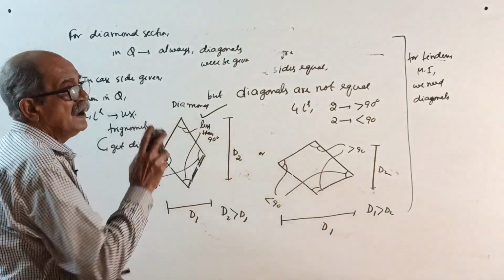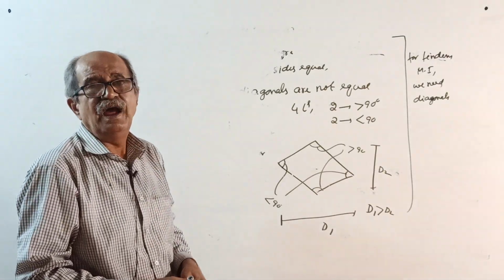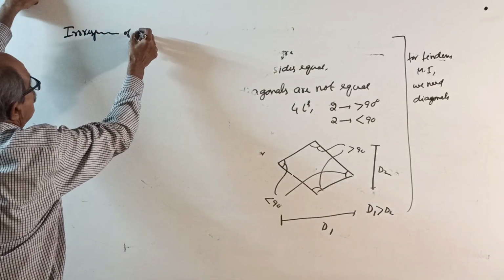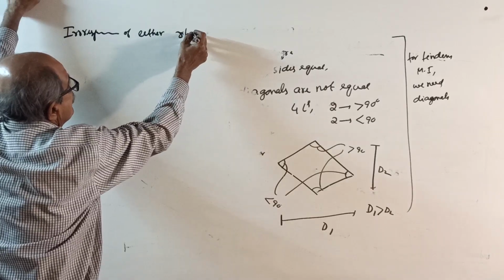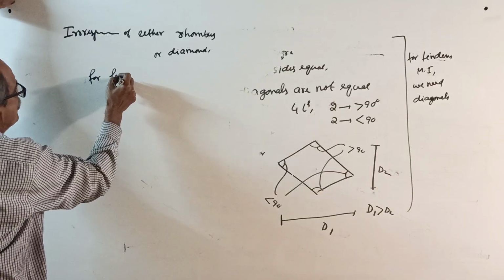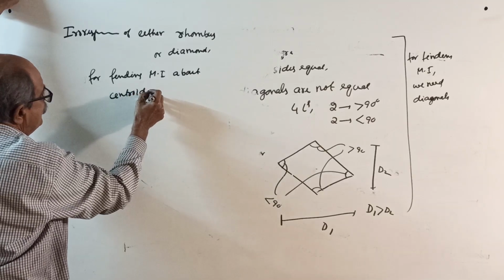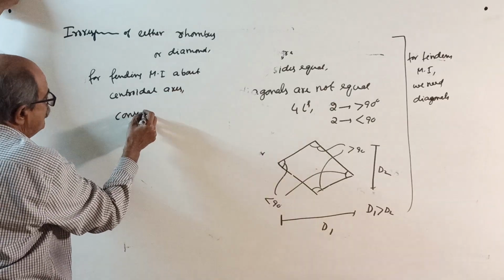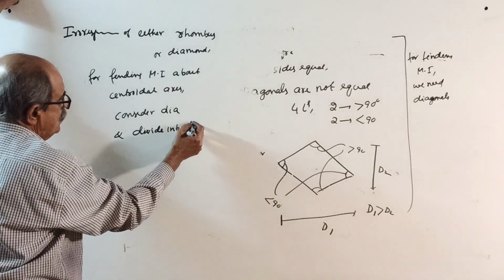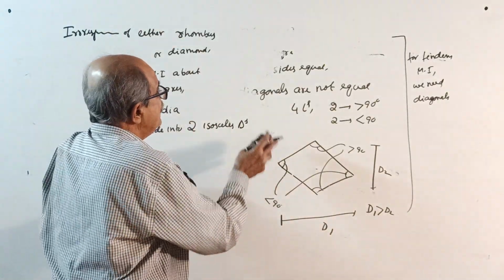Before that, first some important part I will give you. Irrespective of whether it is a rhombus or a diamond, for finding moment of inertia about the centroidal axis, consider the diameter and divide it into two isosceles triangles. See, divide into two isosceles triangles.